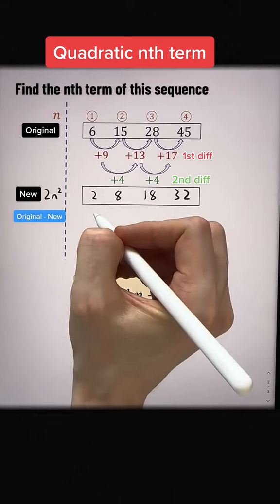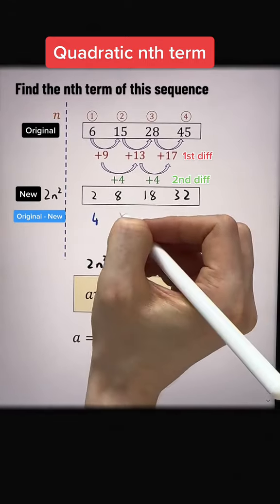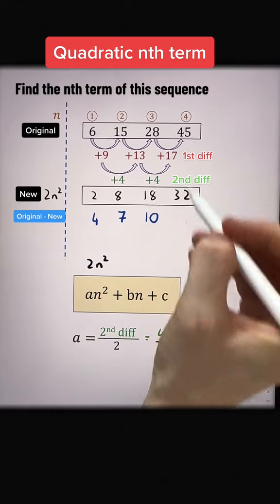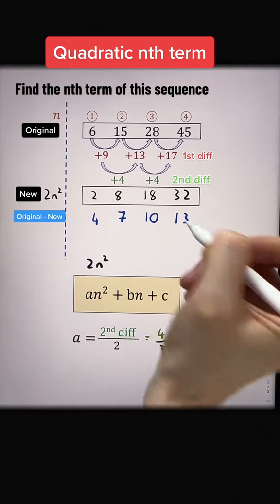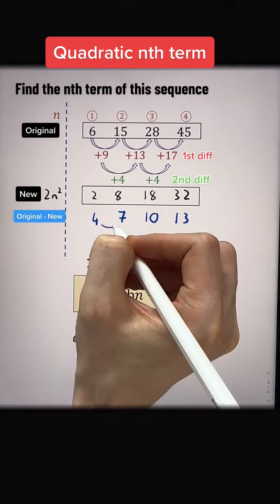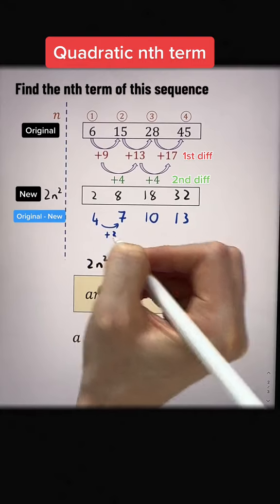6 subtract 2 gives us 4, 15 take away 8 gives us 7, 28 take away 18 gives us 10, and 45 take away 32 gives us 13. I now work out the nth term. To work out the nth term, I first will work out the difference, i.e. the term-to-term rule, between each of my terms.